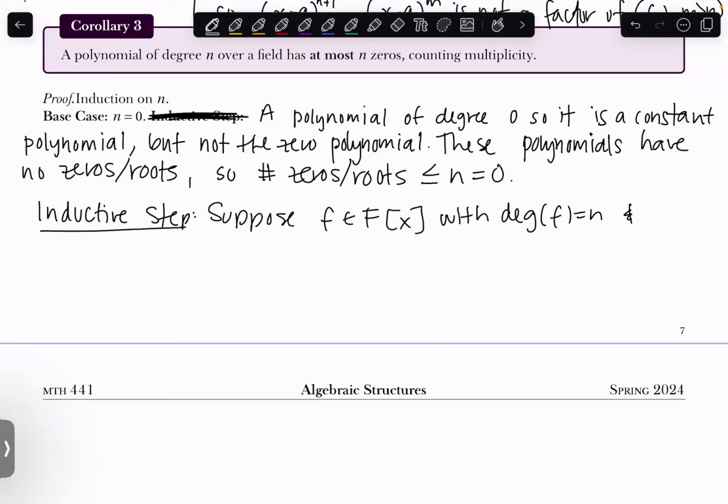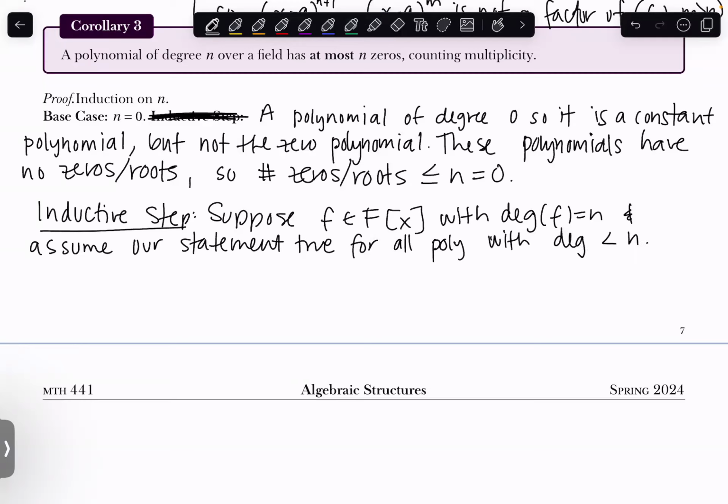And we're going to assume our statement is true for all polynomials with degree less than n. Technically, we're going to be using strong induction here because I don't necessarily know that I need my previous step. I might need other steps in between and not just the one right before. So I am really going to assume that for every degree less than it, the statement does hold true here.